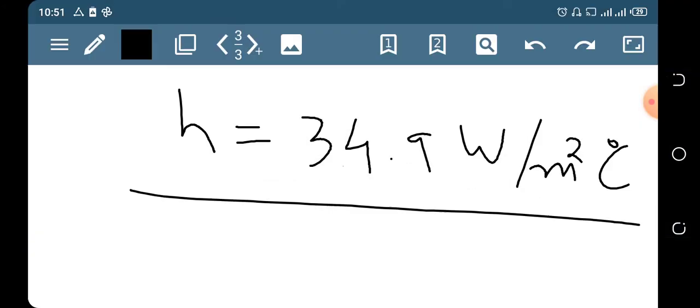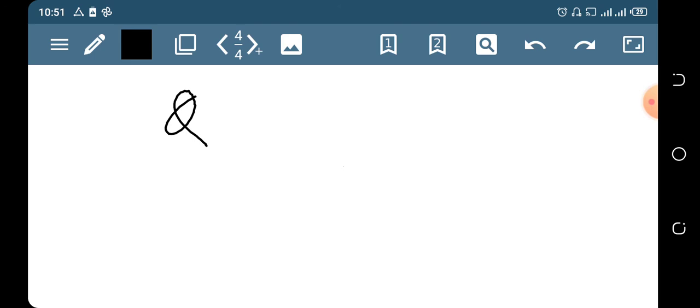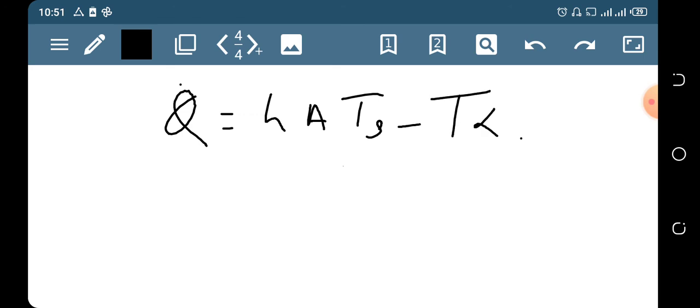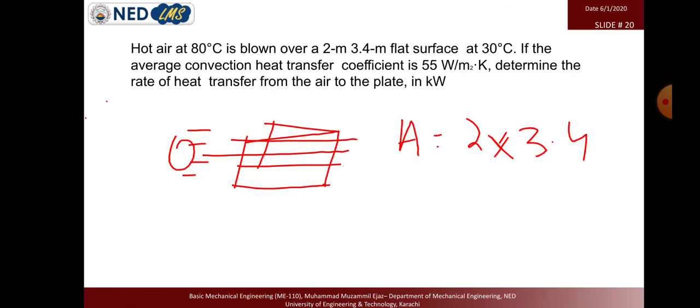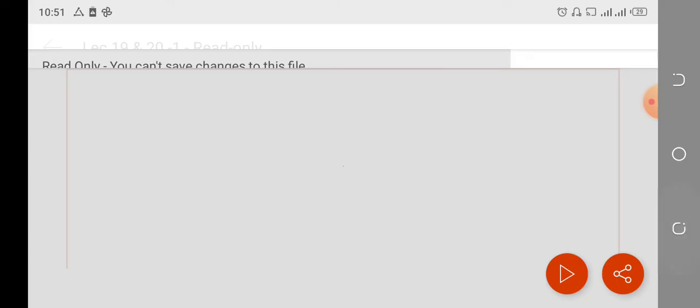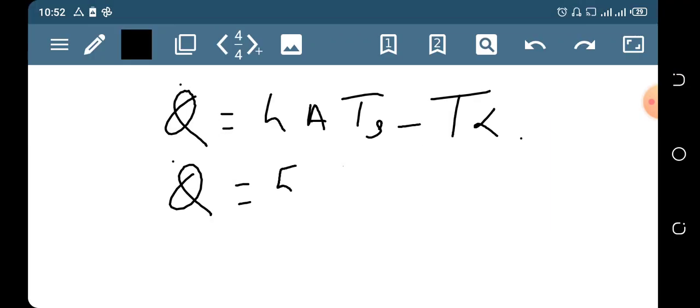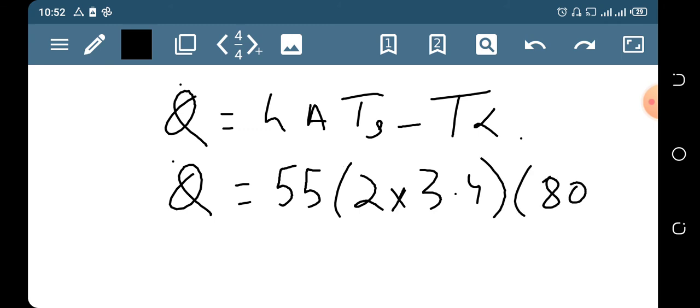Here we have a formula, Q dot is equal to h A (Ts minus T infinity). The h value is 55, yes, 55, and the area is 2 multiplied by 3.4. The surface temperature is 80 and the blowing air temperature is 30. It is in degree centigrade; you can even convert into Kelvin, and the temperature difference will be the same, 50.